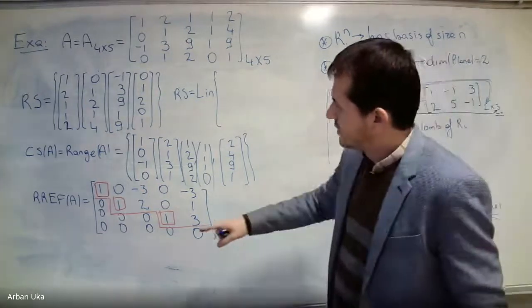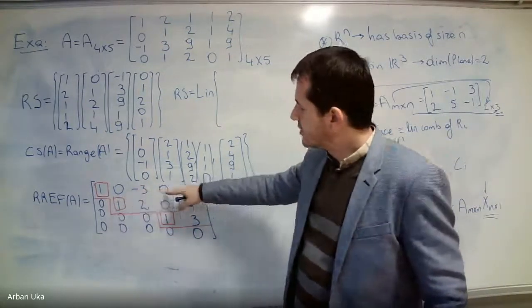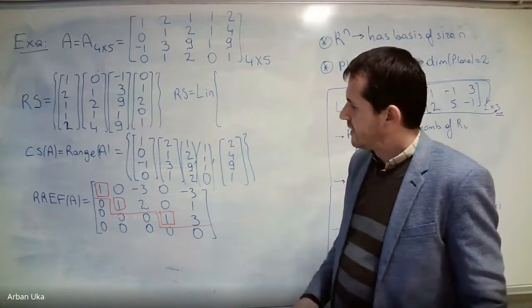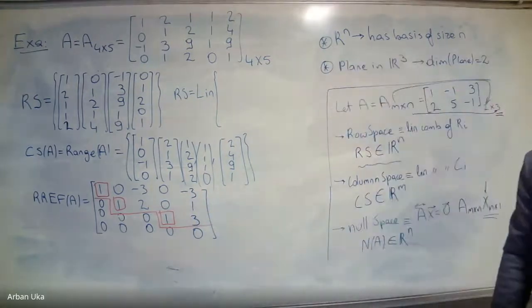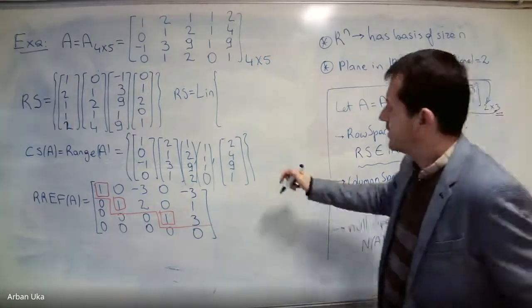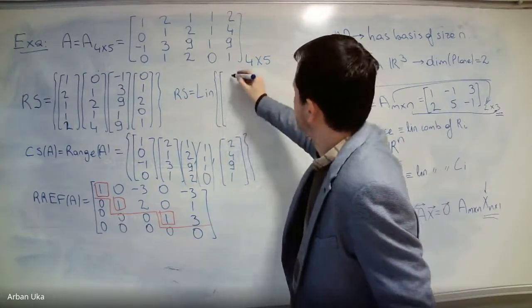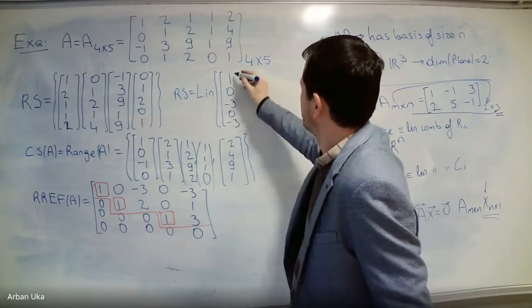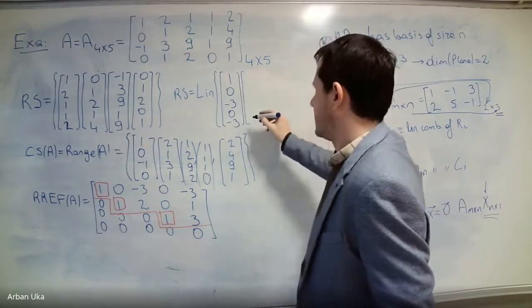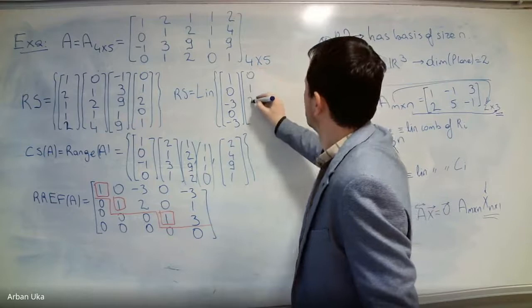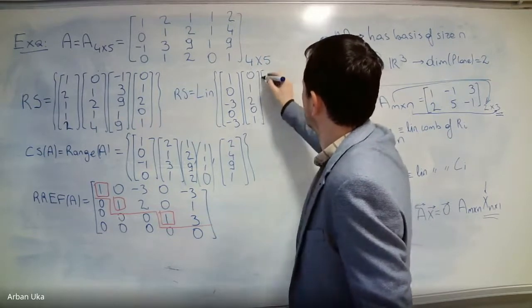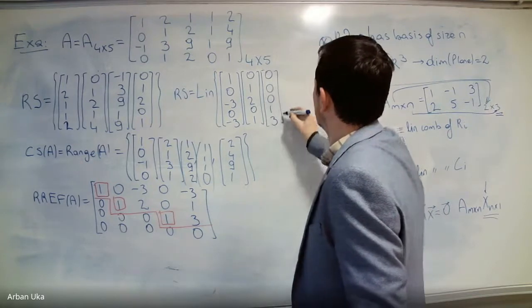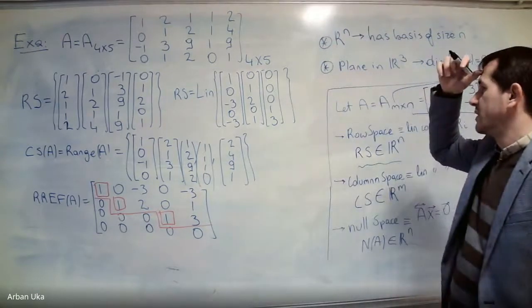But we can also pick, and probably we should, these as the vectors which can span the whole space. So here we can write 1, 0, minus 3, 0, minus 3. Then we have 0, 1, 2, 0, 1. Then we have 3 zeros, 1, 3. So now this is more clear.